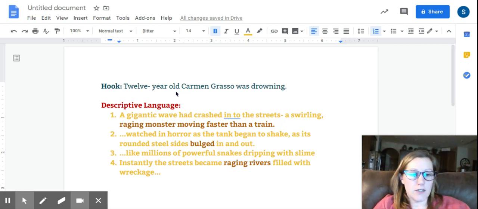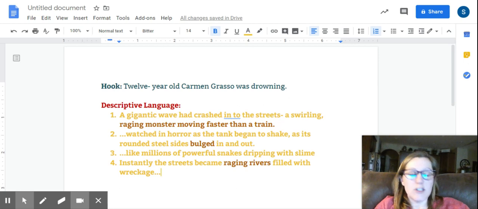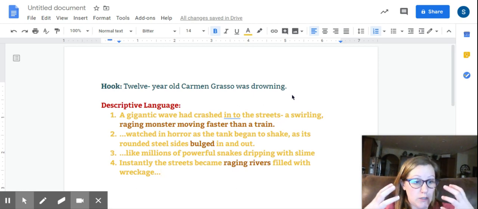Lauren Tarshis is the author of the I Survived series. The first thing that I noticed about her writing when I started reading was the hook that she used in the beginning of the story, which was the overview of the molasses flood. Her very first line in the entire story is, "12-year-old Carmen Grasso was drowning." And that is a statement that is automatically going to hook the reader into, whoa, what is going on here? I need to read more to find out. So I wanted to just show you that her hook is right there right away and it draws you in immediately.